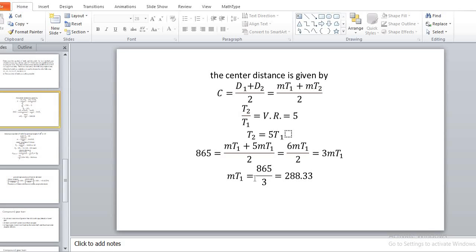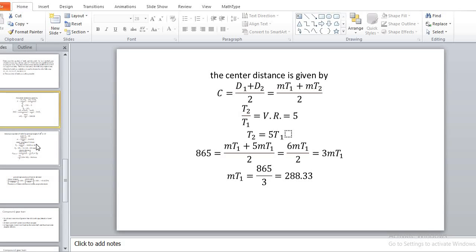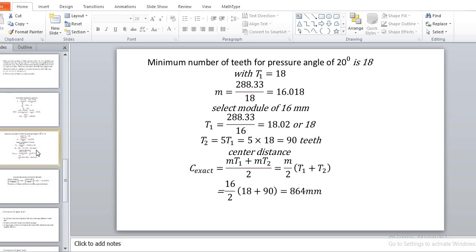Now we simplify. In this equation we put the value of m from the given data, and we again calculate the teeth value, and again we calculate the center distance between the two gears.